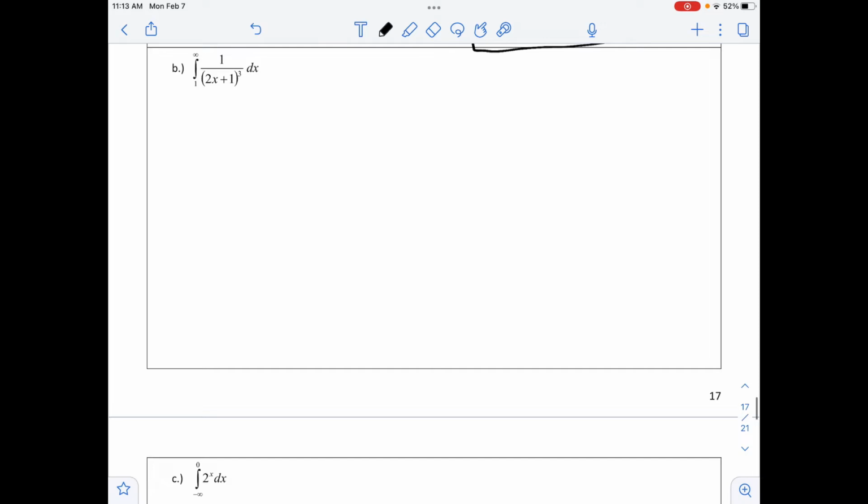The next example says find the integral from 1 to infinity of 1 over 2x plus 1 to the 3rd dx. And so in order to do this again, we're going to rewrite this with a limit. So we have the limit as t approaches infinity, and you can use any variable you want, and it's going to go from 1 to t of our function, which I'm going to rewrite as 2x plus 1 to the negative third dx.